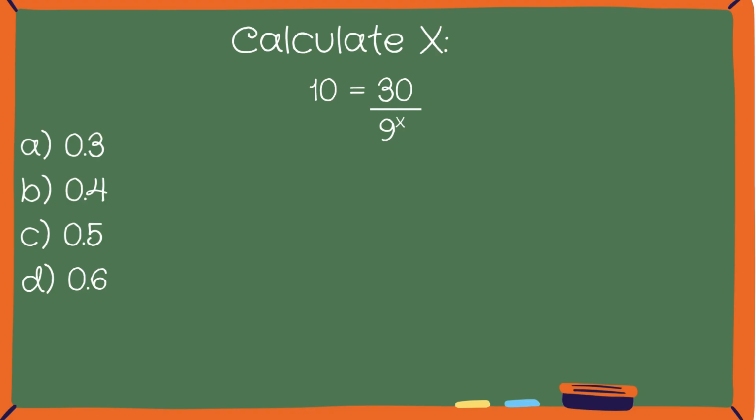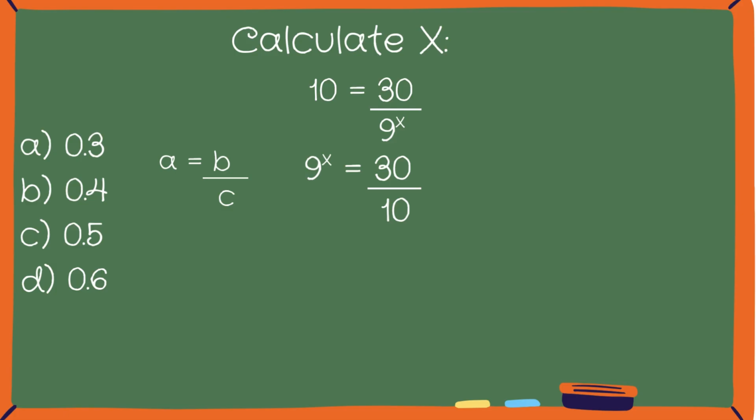Okay, to do this exercise, you need to know the following. Pay close attention. If I have A is equal to B divided by C, this C can come here, and this A can come here below, and this doesn't change, this continues to be true. So let's do the same reasoning here. This 9 raised to the power of x will go to the numerator above. Look, 9 raised to the power of x will be equal to 30, and this 10 here will go below.